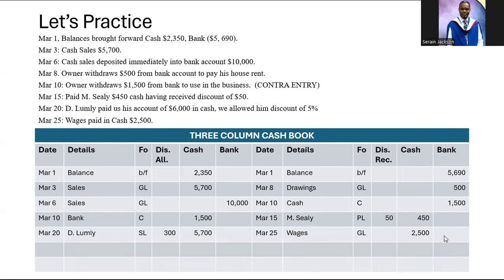So the first thing you do when you're balancing off your account is you have to add up your columns. So let's do the cash column first. I want you to see my calculator, what I am doing. So I'm going to show you my calculator.